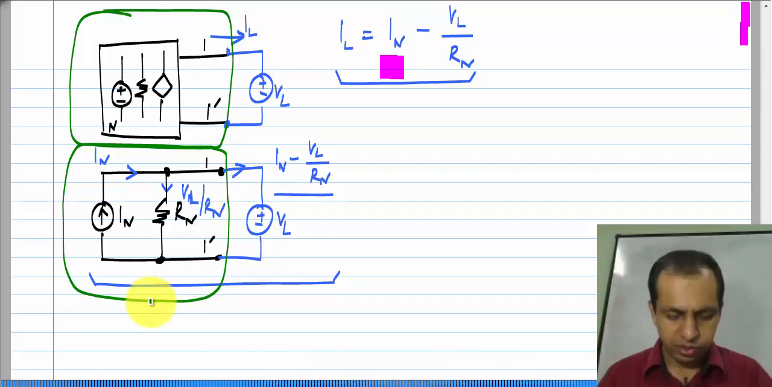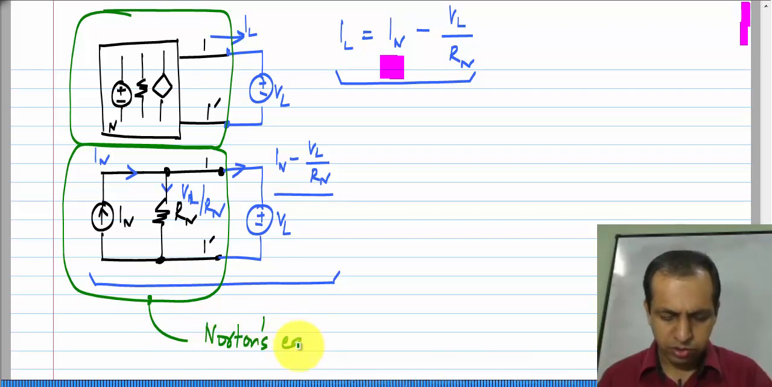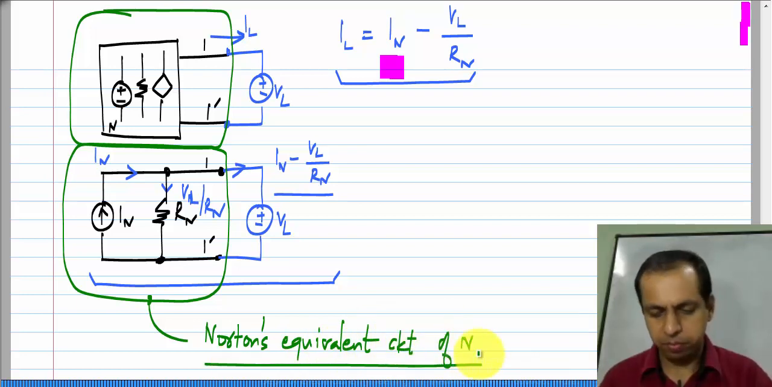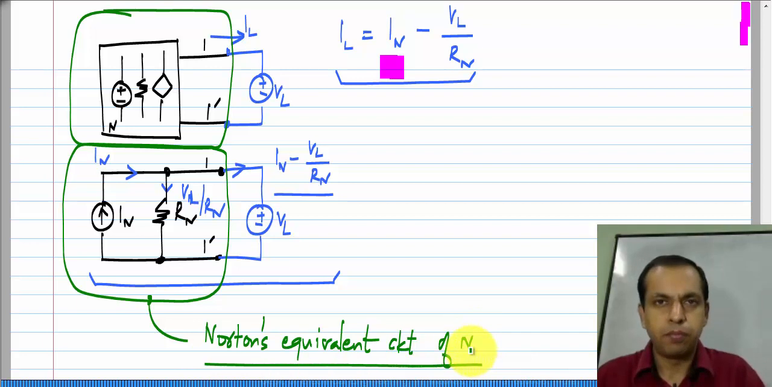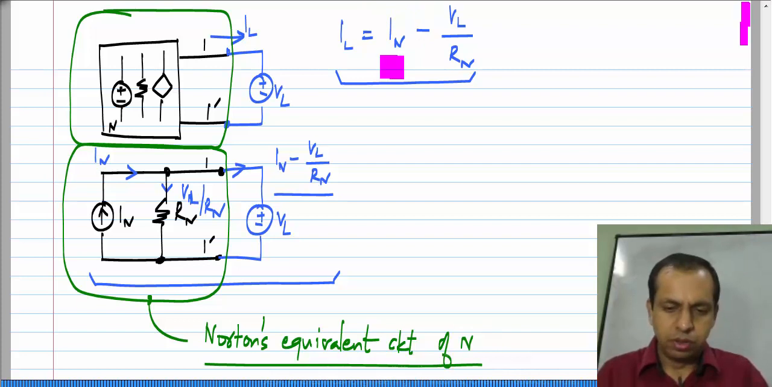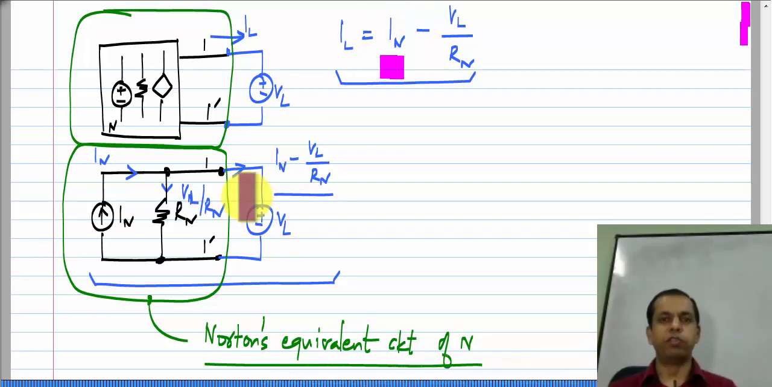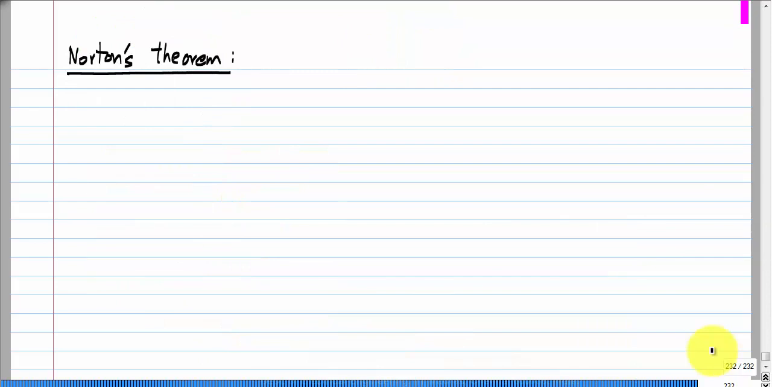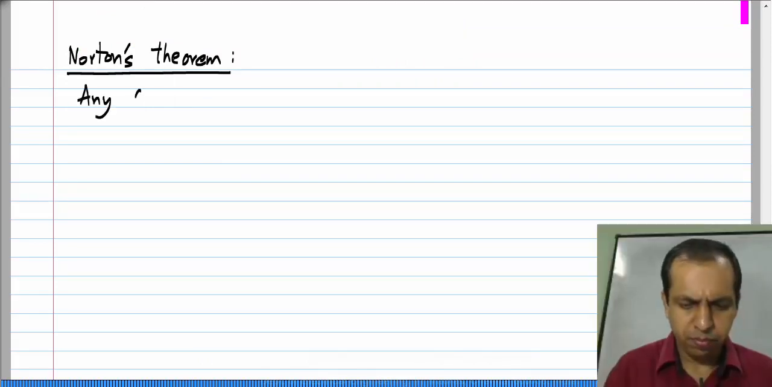and this is known as Norton's equivalent circuit of the network N. Okay. So, as I said, it is the dual of the Thevenin's equivalent. There we have a voltage source, here we have a current source. Okay. We can state Norton's theorem in a way similar to Thevenin's theorem.